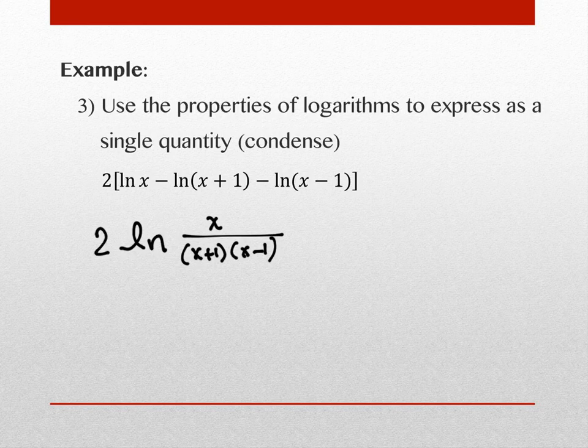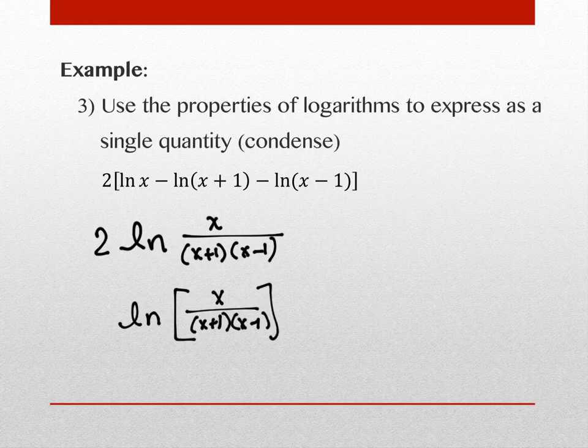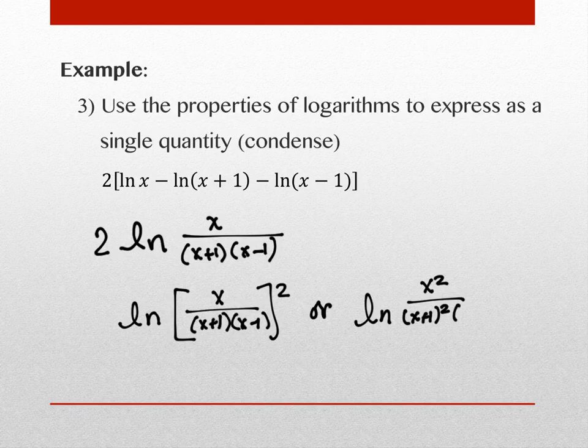It still has a 2 out in front, though. So what am I going to do with the 2? It's going to turn into an exponent of everything that's inside of that log. So you can write that one of 2 ways. You could write this natural log of x over x plus 1, x minus 1, all of that squared. That's fine. Or if you prefer, you can write this as the natural log of x squared over x plus 1 squared, x minus 1 squared. We'll do them in the same order. It doesn't matter which way you write that at all. Neither one's better than the other. So take your pick.